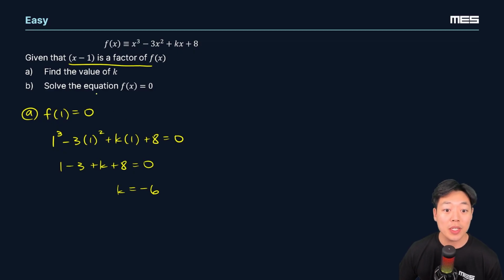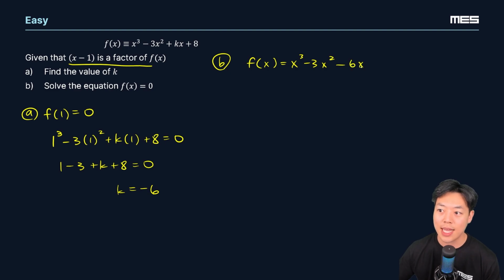Great. So now we want to solve the equation f of x is equal to 0. So we know that x minus 1 is a factor, and we know now k is equal to negative 6. So f of x, if I were to work on letter b now, f of x is equal to x cubed minus 3x squared minus 6x plus 8. Now we know that x minus 1 is a factor, so let's, using inspection, go ahead and divide.